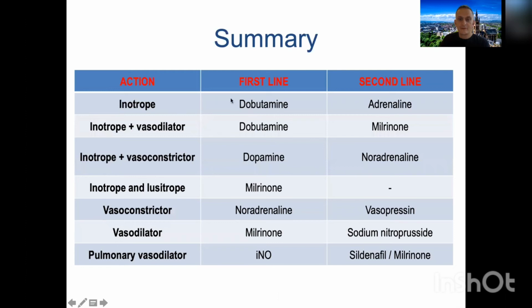And this is just a summary slide to demonstrate that concept of a first-line agent and a second-line agent. So, for example, if we have a baby where we want to improve inotropic or cardiac function in systole, we might in the first instance use dobutamine, but if we're not seeing an adequate response, think about adding adrenaline. If we wanted an inotrope and a vasoconstrictor, we might start with dopamine, but if we need more powerful pressor or vasoconstriction action, we might then add low-dose noradrenaline.